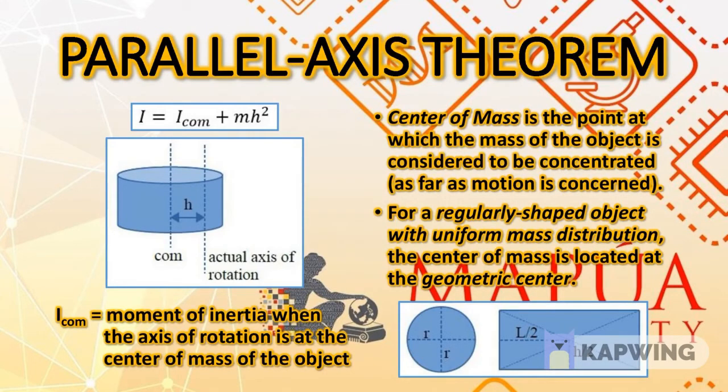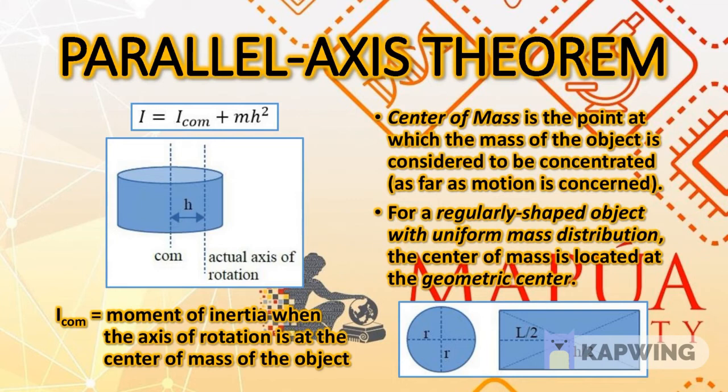You can also use the parallel axis theorem to determine the moment of inertia of an object. The parallel axis theorem uses the center of mass of the object. Center of mass of an object is basically the point at which the mass of the object is considered to be concentrated, at least as far as motion is concerned. For a regularly shaped object with uniform mass distribution, the center of mass is located at the geometric center of the object.